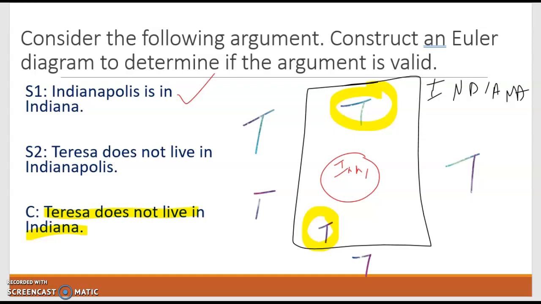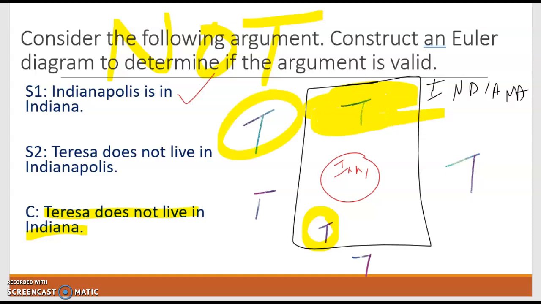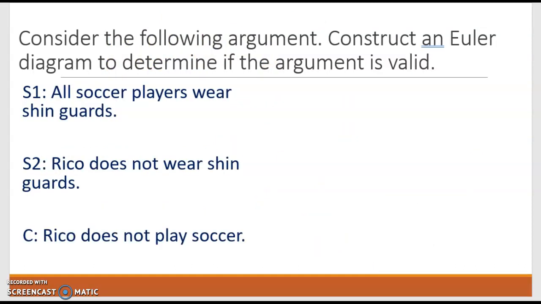So this is not a valid argument. Okay, to be valid, the conclusion has to hold true based on our diagram, and it doesn't. Teresa could live outside of Indiana, or she could live inside of Indiana and still not live in Indianapolis. All right, let's do another one.